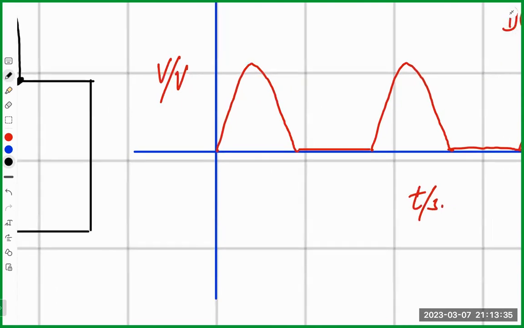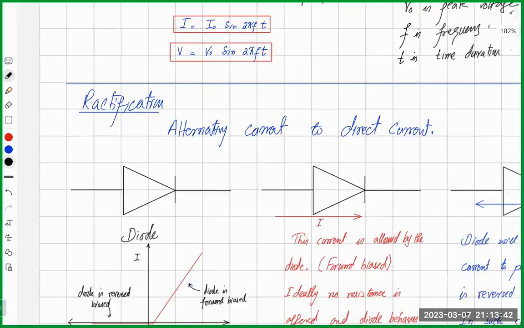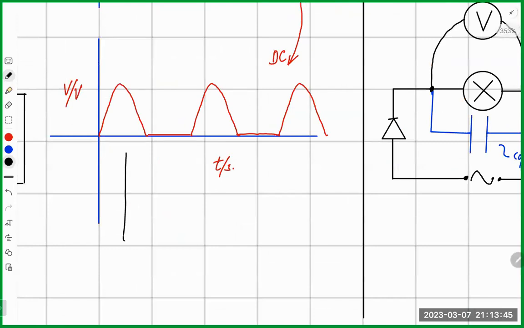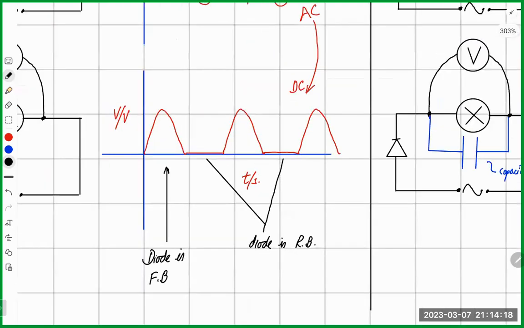The diode is reverse biased. This diode is forward biased. And this diode is reverse biased.